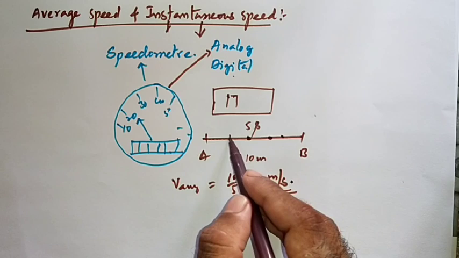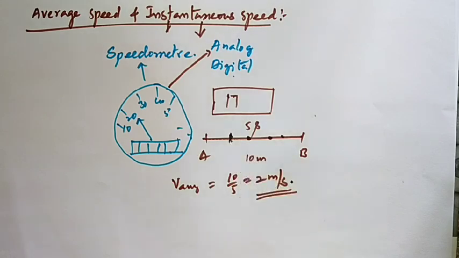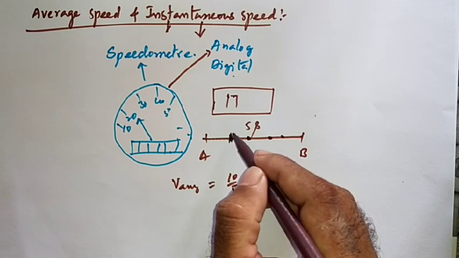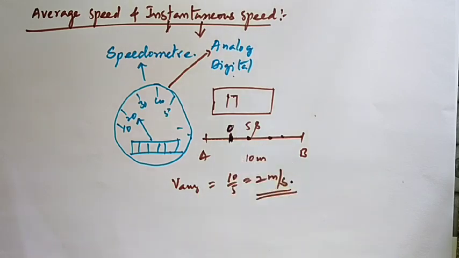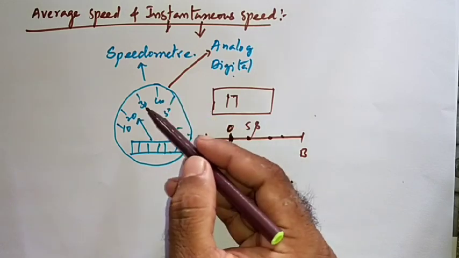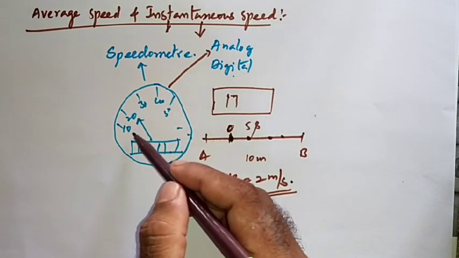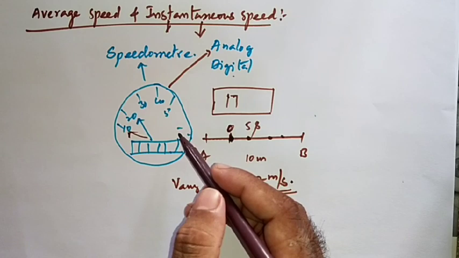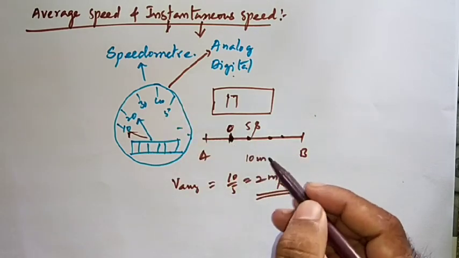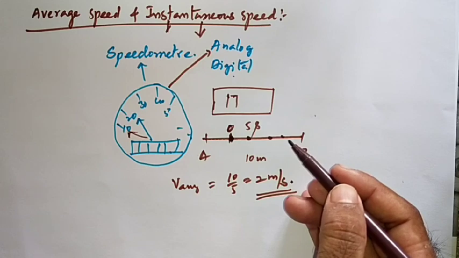In between, the vehicle may take rest at this point. Understood? At this point, what is the speed of the vehicle? 0. When the vehicle is taking rest, the speed of the vehicle is 0. The digital or analog meter will show 0. Understood? At some point, the speed of the vehicle may also cross 3 meters per second.